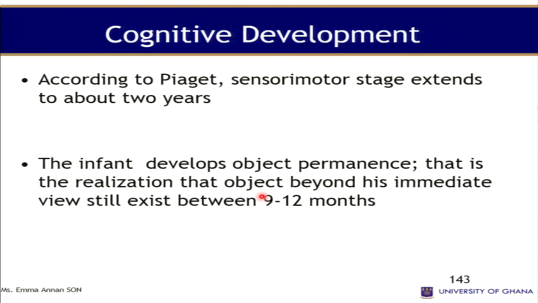Piaget also says that the infant will be in the sensorimotor stage, which actually extends to 2 years. The infant also develops object permanence. What is object permanence? That is the realization that an object beyond his immediate view still exists, and it starts developing around 9 to 12 months.